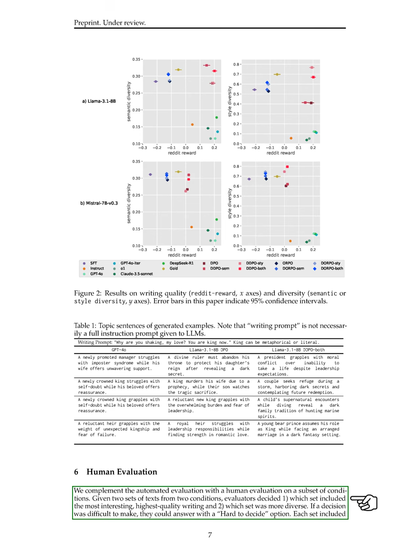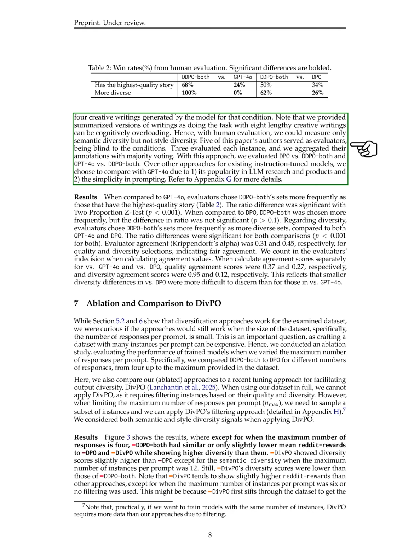If they find it hard to choose, they can select a hard to decide option. Each group consists of 4 creative pieces generated by our model for that condition. We provide summarized versions to avoid overwhelming the evaluators with too much lengthy text. Through this human evaluation, we focus on measuring semantic diversity, but not style diversity.